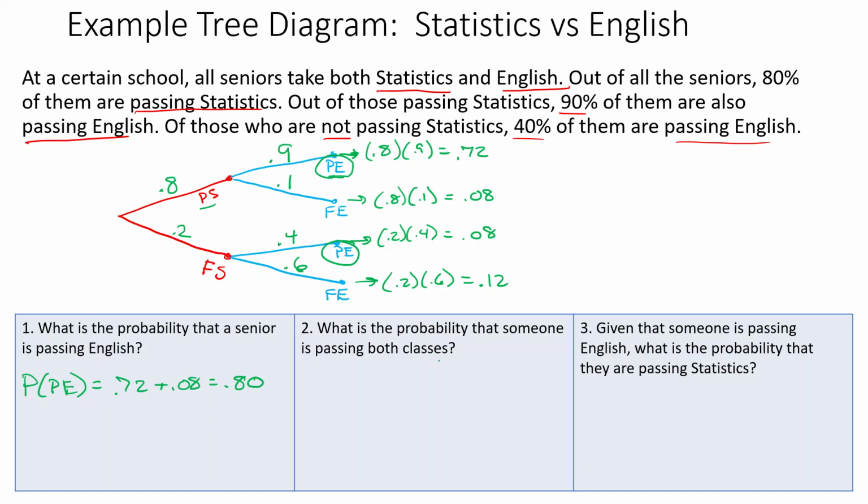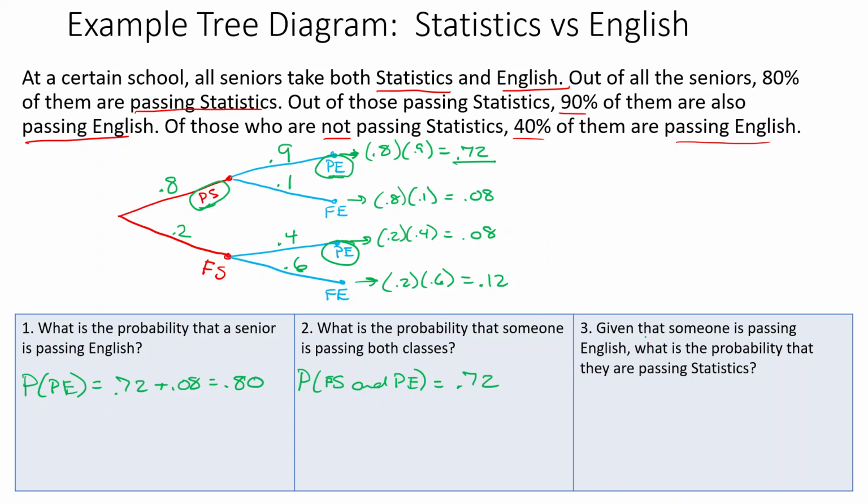What is the probability that someone is passing both classes? All right, so that means we are passing statistics and passing English. All right, well, passing both, that's passing statistics, so we're in the top branch, and then passing English is this end right here. That's just the 0.72.